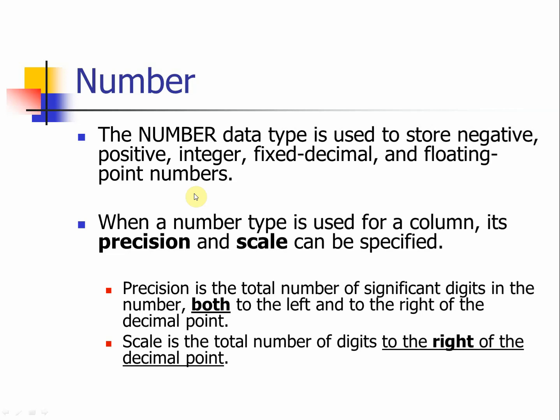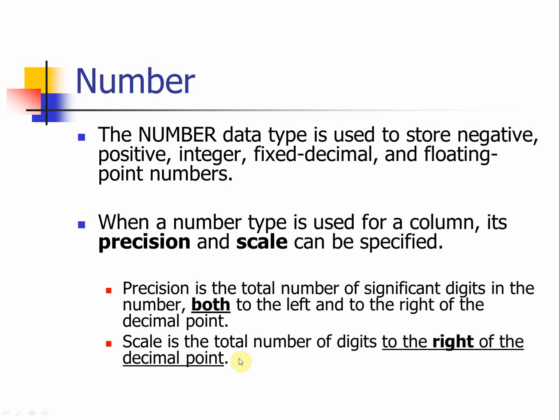So if we are not only holding integers, we need to make some changes. When the number type is used for a column, its precision and scale can be specified. When we specify 2 numbers instead of 1, that is when we can hold decimal numbers. Precision indicates the total number of significant digits in the number, both to the left and the right side of the decimal point. That means how many digits you need to hold for one single variable. That's very obvious, right? And the computer needs to allocate the right amount of space to hold that number. And how can we handle the decimal?